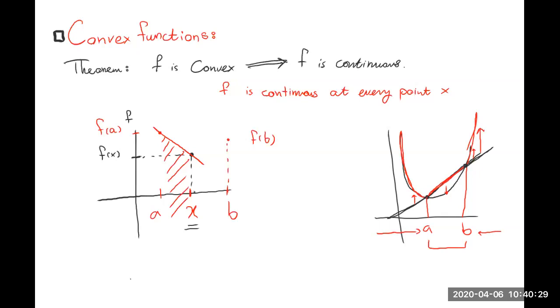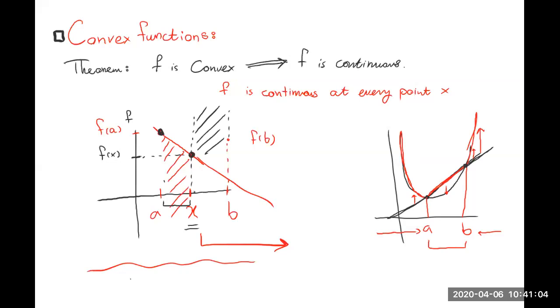So if I look at these 2 points, A and X, and connect them, the graph of the function on the interval from A to X should be below this line. But for points larger than X, the graph of the function should be above this line. So the graph of the function on this interval should be in this area.